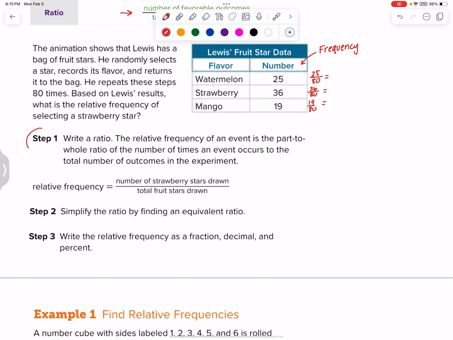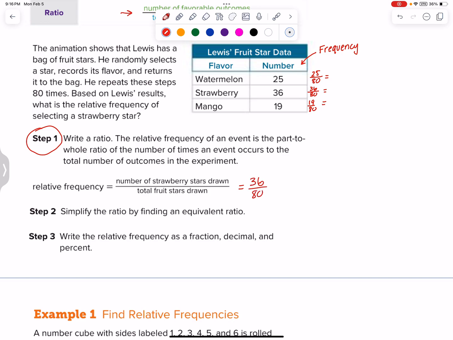So let's take a look. It says step 1, write a ratio. We already did that. It's a part to whole ratio, number of strawberries to total fruit stars drawn. I'm going to put equals here, and not 25 though, strawberries 36. So we have 36 over 80.